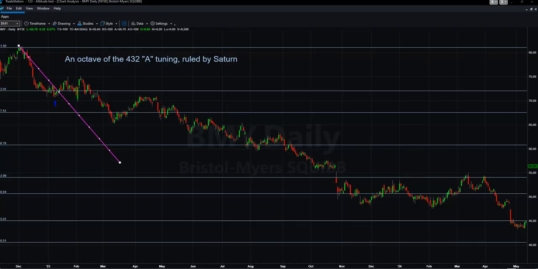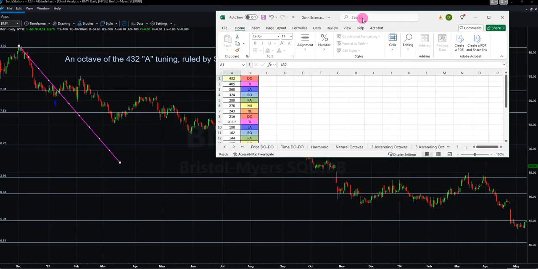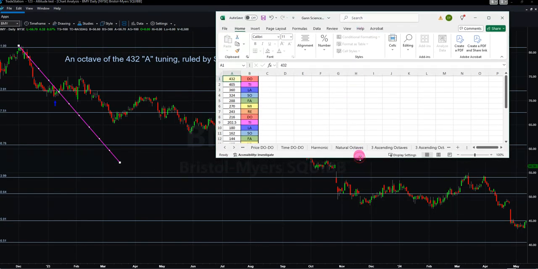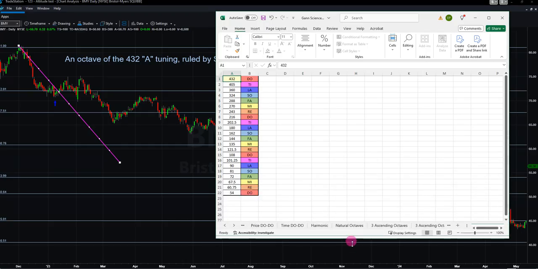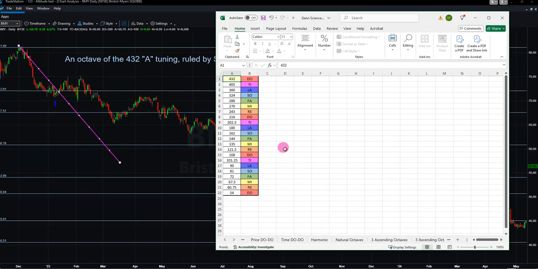So I've got this octave calculator, which I had made for the Gann Science book. And it's got a bunch of different important octave calculations in price and time in here. So this is the 3 descending octaves tab. So I plug in here in the yellow input box, I put the 432 and you can see the do 1 octave down is at 216. The next octave down on the do is 108. And then the 54 is the next do down from there.